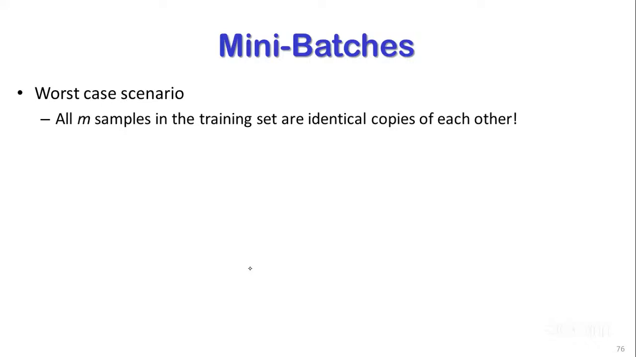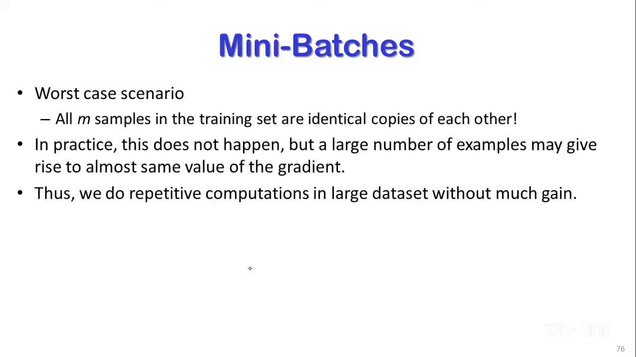Do you understand what will happen? My network is not going to learn. It is just like one example. See, if I am choosing a mini batch of size m and all those samples are the same, it is like I am just using one sample, right? So that is the worst case. But in practice, this doesn't happen, right? But in the other case, if you use a large number of examples, then also what will happen?